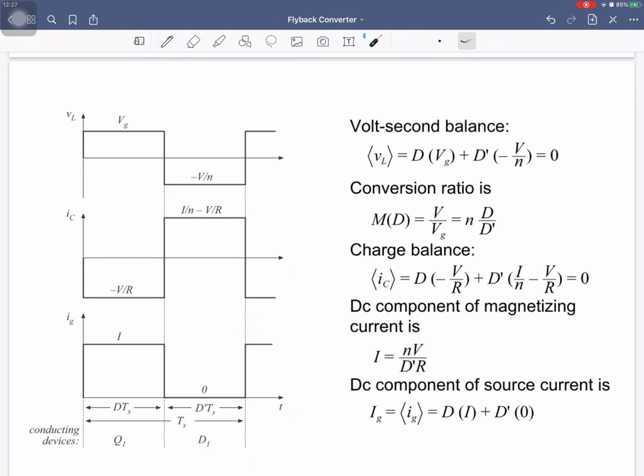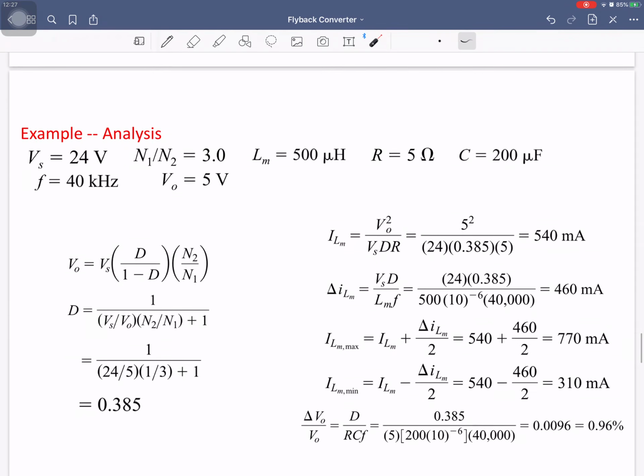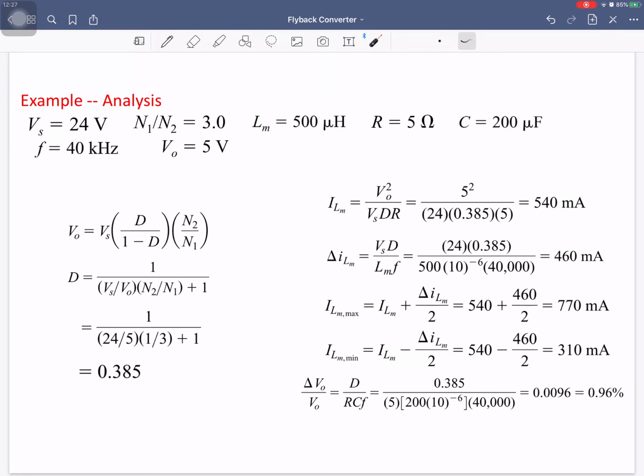So that will be d into Ts into I plus d prime into Ts into 0. So it is simply d times I, where I is the average current when your switch is in the on state through the magnetization branch. Okay, now let's look at this example.